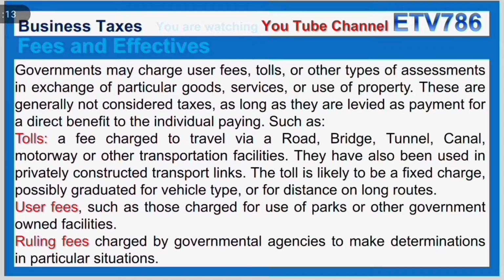The toll is likely to be a fixed charge, possibly graduated for vehicle type or for distance on long routes. User fees, such as those charged for use of parks or other government-owned facilities. Ruling fees, charged by governmental agencies to make determinations in particular situations.